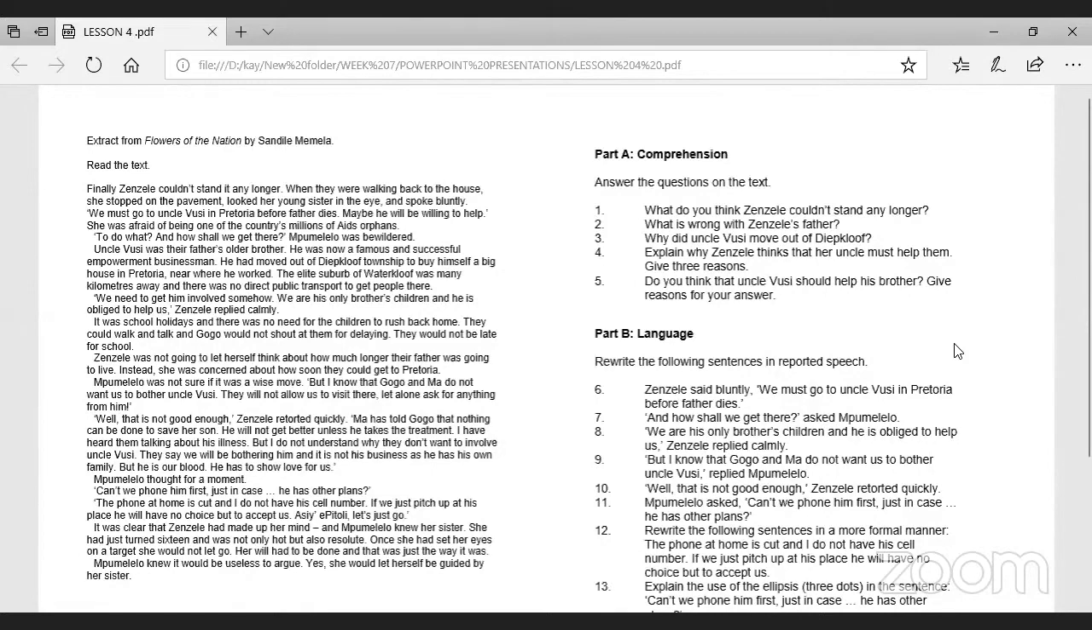Okay, so number 4 says, explain why Zenzele thinks that her uncle must help them. Give 3 reasons, okay? So the first one is that he is their father's older brother, okay? In fact, he's the only brother. He is successful as well. He has to show them love. That's correct. Portia, thank you. He is family. That is still correct.